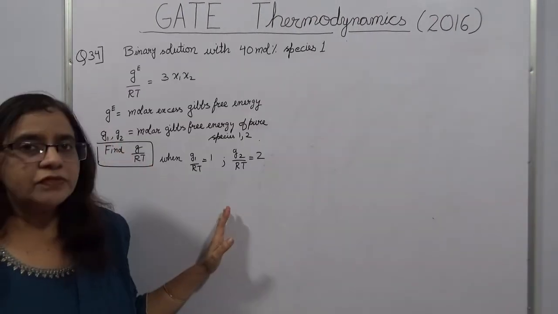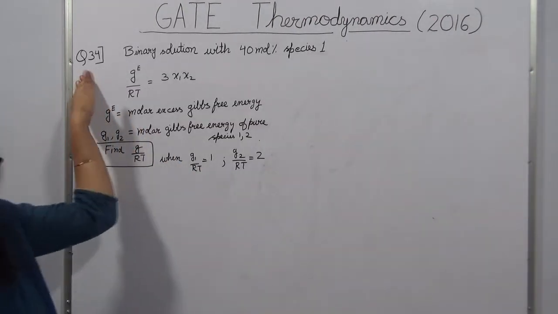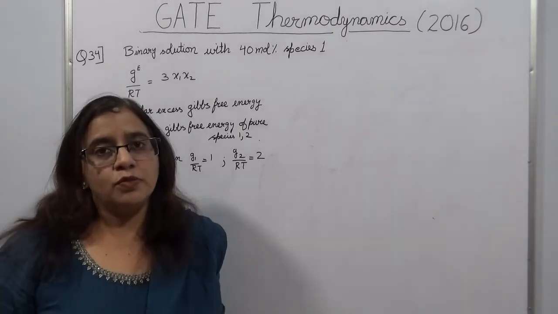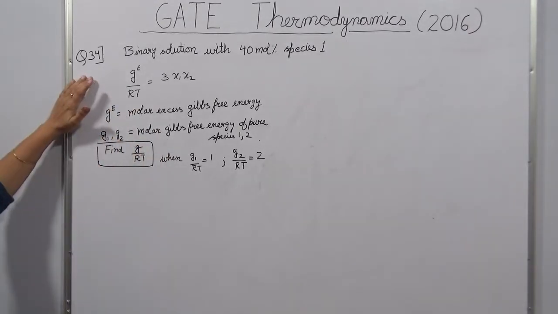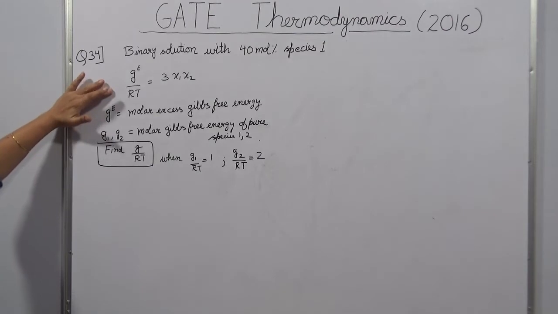So the third problem which I am going to take is question number 34. It again appeared for 2 marks. This question is very simple. It is based on excess Gibbs free energy. So let's first go through the problem statement.